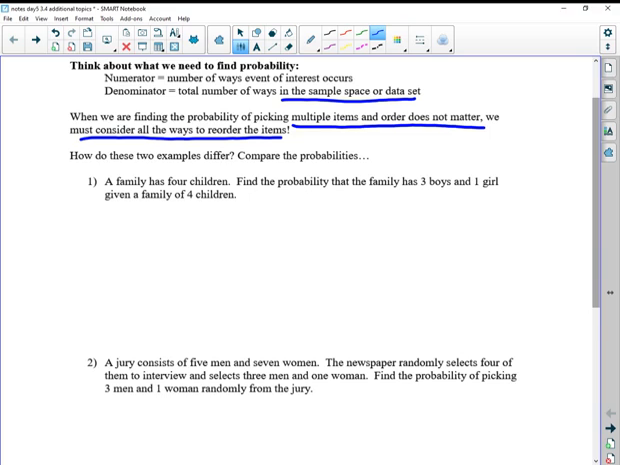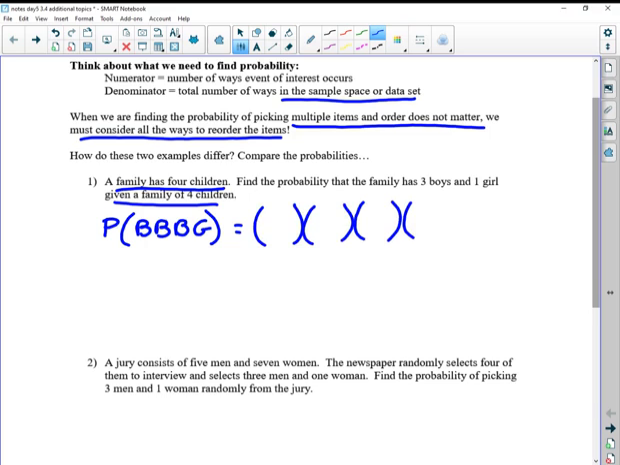We have a family and it's going to have 4 children. We want the probability that the family has 3 boys and 1 girl given a family of 4 children. So we know we're only looking at families with 4 children, and we want the probability that you're going to get a boy, a boy, a boy, and a girl in that family. So 4 events happening 4 times that they're going to the hospital to have this child. 4 parentheses set up to show these events that are happening one after another.